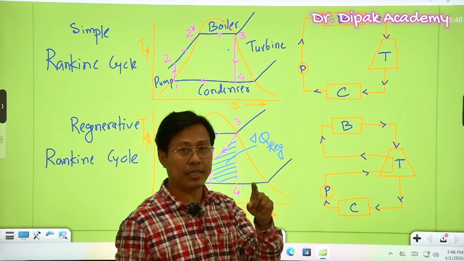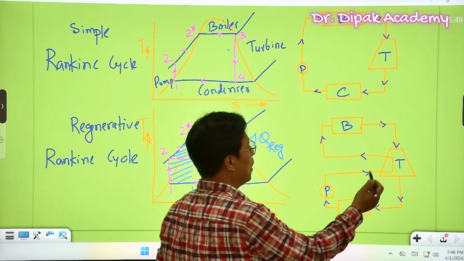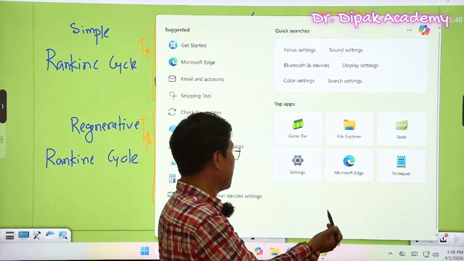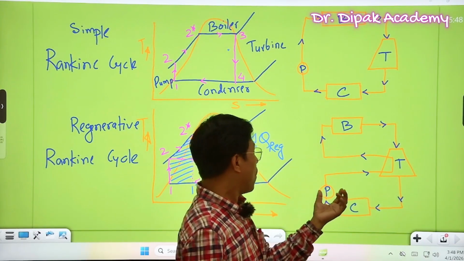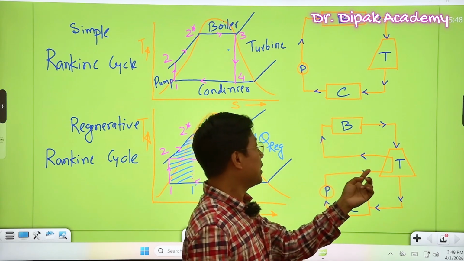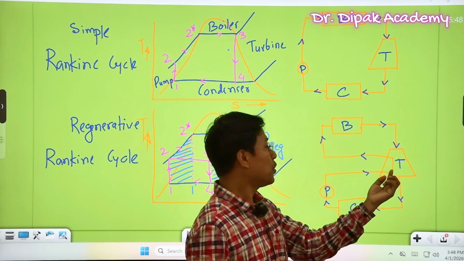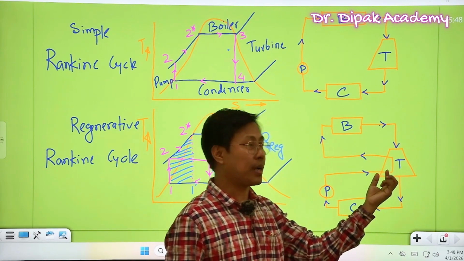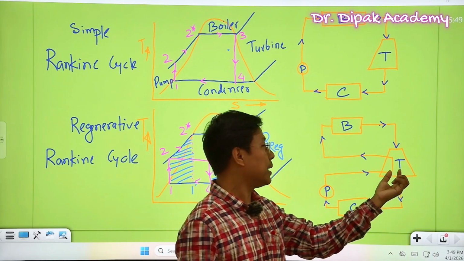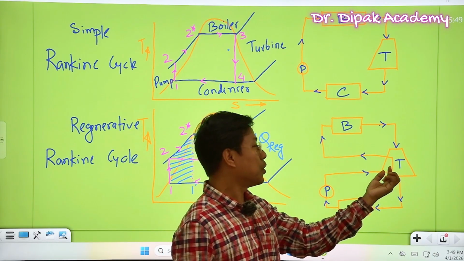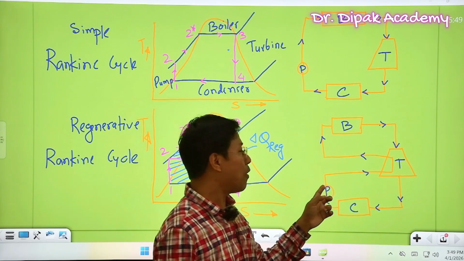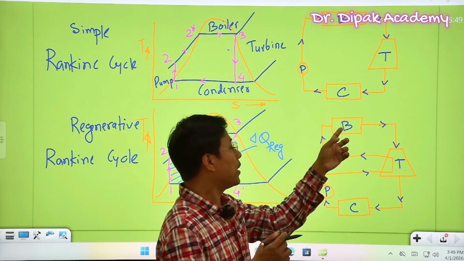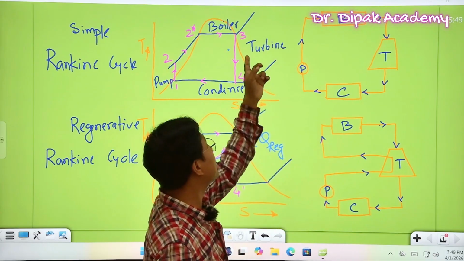But here you see the modifications. Here you see the water which is coming from the pump, it is going to the turbine. So inside the turbine, heat exchange will take place. So heat exchange between the water and the hot steam which is existing in the turbine will take place. So due to the heat exchange, the temperature of water will rise, and then the heated water will go to the boiler. So after that, again the whole process will take place as per the simple Rankine cycle.